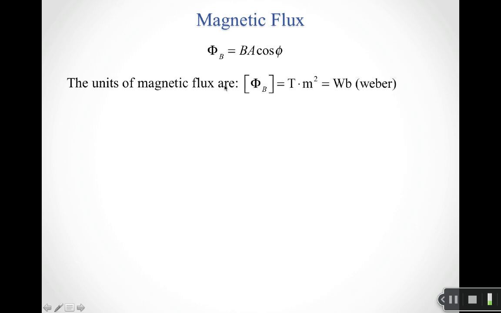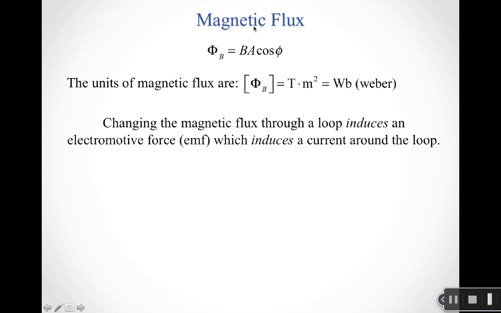So some other things about magnetic flux. If I think about this equation, I can use it to figure out the units. The magnetic field has units of Tesla, area has units of meters squared, and cosine phi is just a number. So the units for magnetic flux are Tesla meters squared, and we end up calling that a Weber. This is another quantity that has its own special unit. So Weber is another name for our SI unit for magnetic flux.